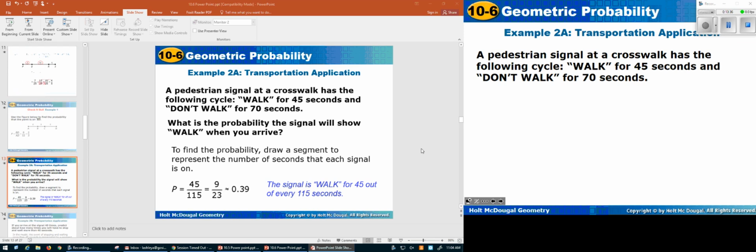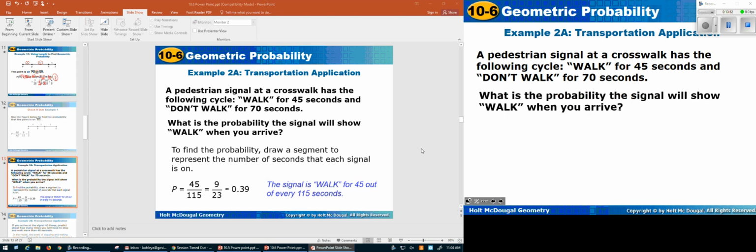All right, so if you look at the next one, this one's just kind of a little bit different probability. It's really not distance or area or angle measure, but it's getting that idea of what you want out of the total. So pedestrian signal at a crosswalk has the following cycle: walk for 45 seconds, don't walk for 70 seconds. The question is, what's the probability that the signal will show walk? Again, make sure when you write your answer that you put probability of walk equals.